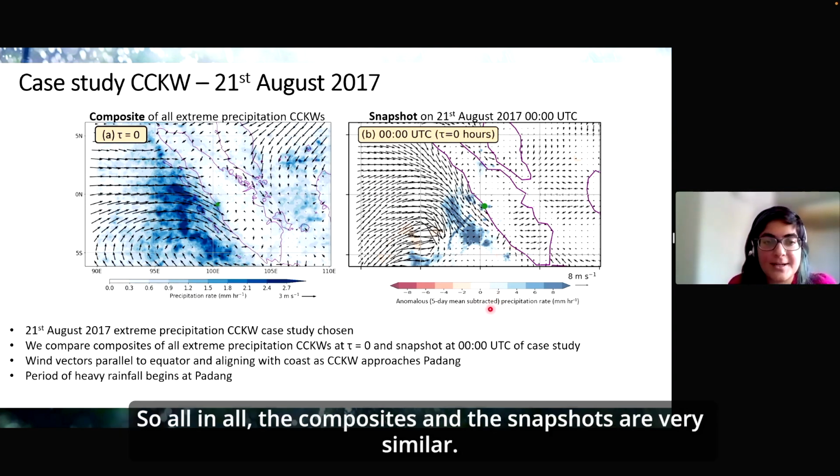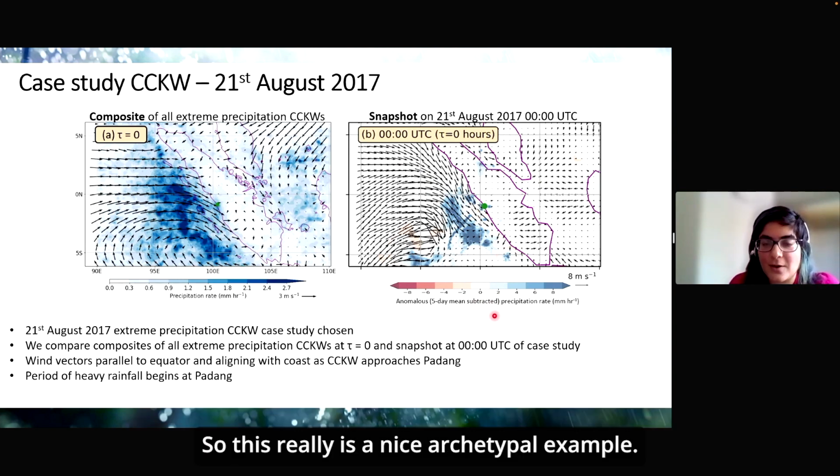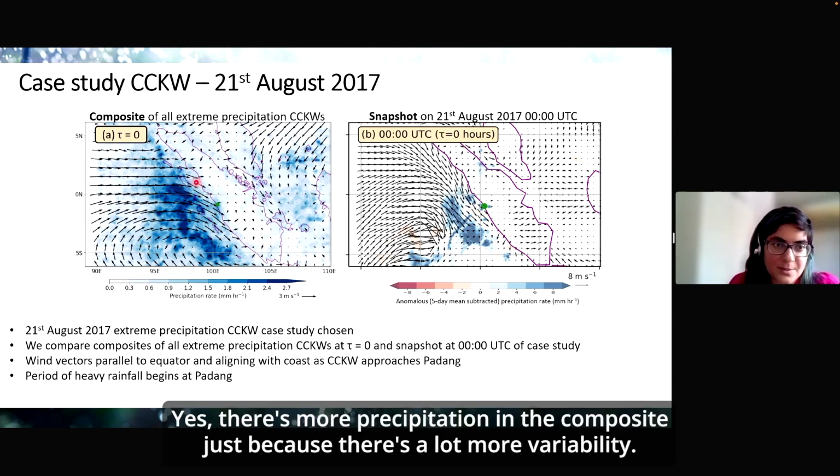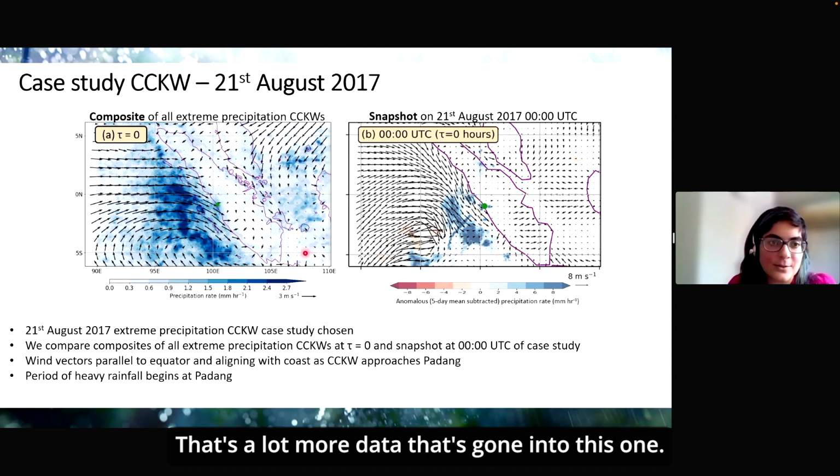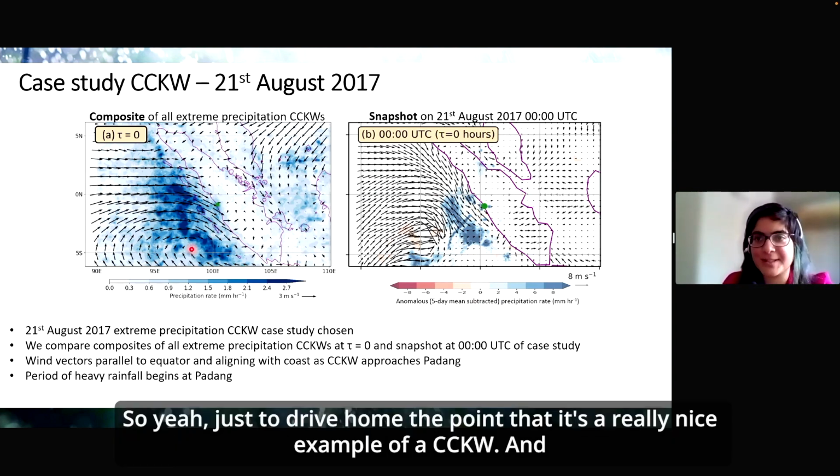So all in all, the composite and the snapshots are very similar. This is really a nice archetypal example. Yes, there's more precipitation in the composite just because there's a lot more variability. There's a lot more data that's gone into this one. So just to drive home the point that it's a really nice example of a CCKW.